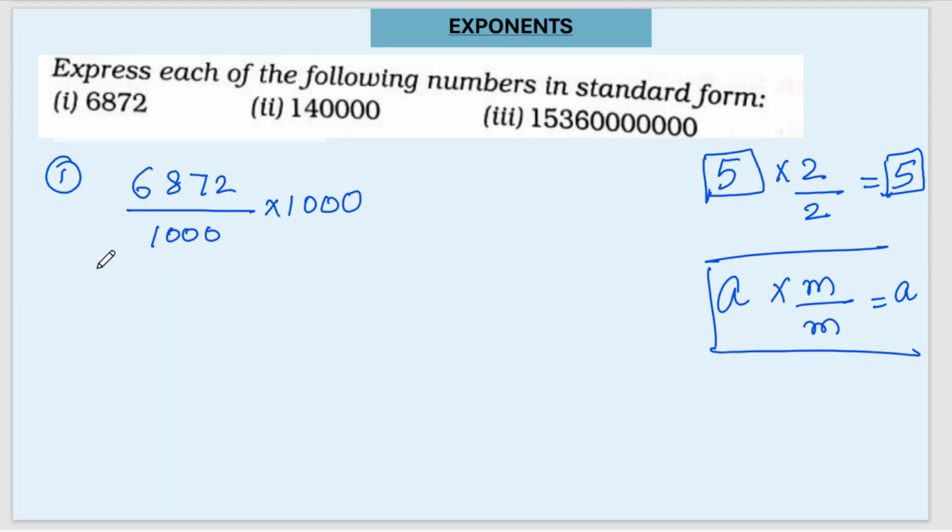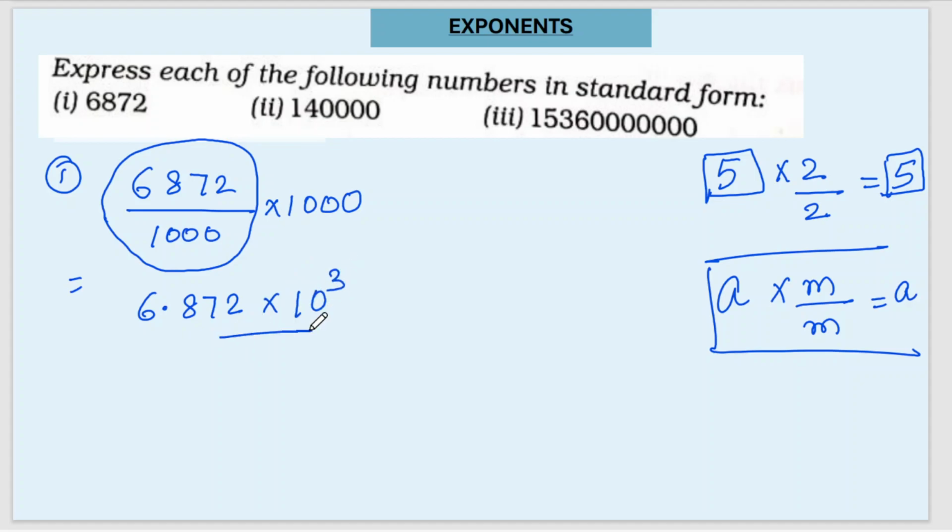So now I can write 6872 divided by 1000 as 6.872 into, and this I can write as 10 to the power 3. So I have written the first question in the standard form. Now, many people may ask, sir, why have you divided it by 1000 only? Always remember, in a standard form, we want only one digit before the decimal.